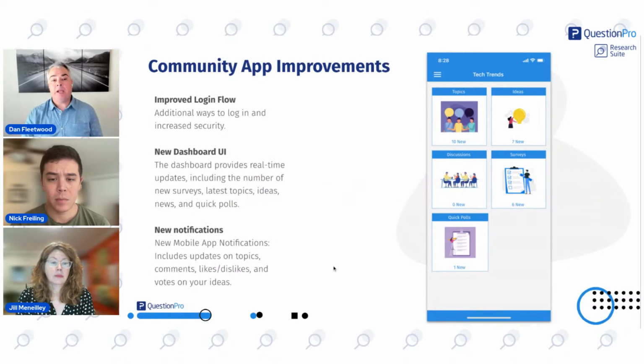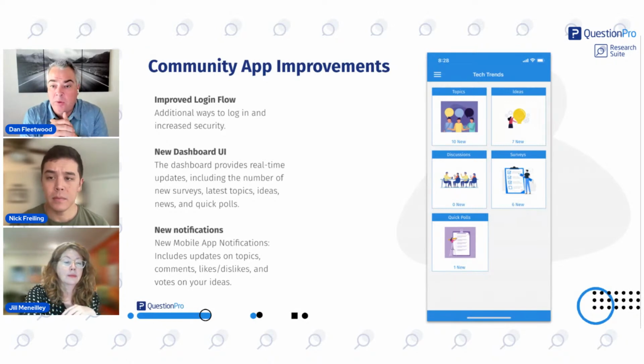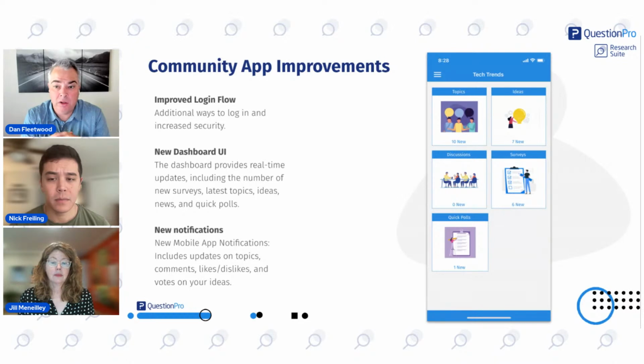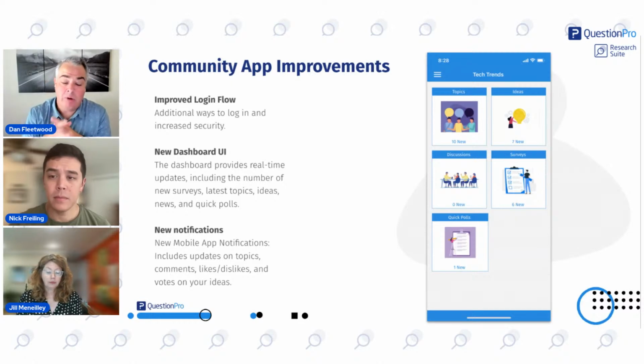In addition, we made a lot of improvements to the community app. So you can see on the right-hand side here, this is a new dashboard UI that we have, where it provides real-time updates, including the number of new surveys, latest topics, ideas, and quick polls inside of the app. And again, this app can be branded to the community's overall look and feel. It can be uploaded into the community. We have a number that we have for specific clients. That app can be searchable. They download the app directly in there, and we take care of all of that process.